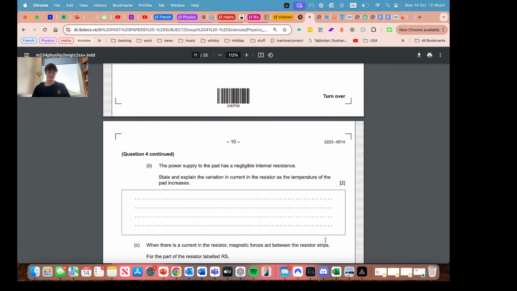Question 5. Ooh. I'm not gonna lie, I'm gonna mess with nuclear. We'll see how we go. This could be long. When tritium decays by beta minus decay, one of the products is a stable isotope of helium. Outline what is meant by an isotope.